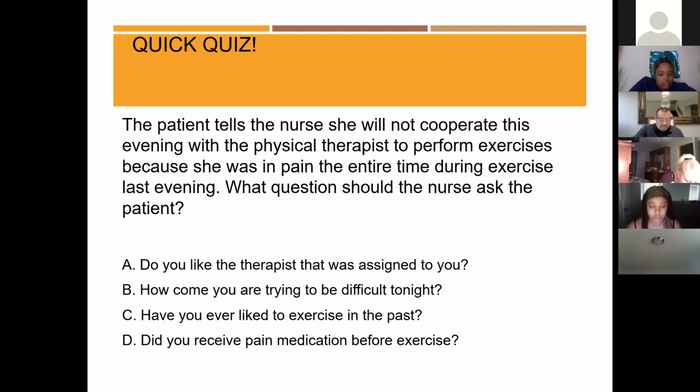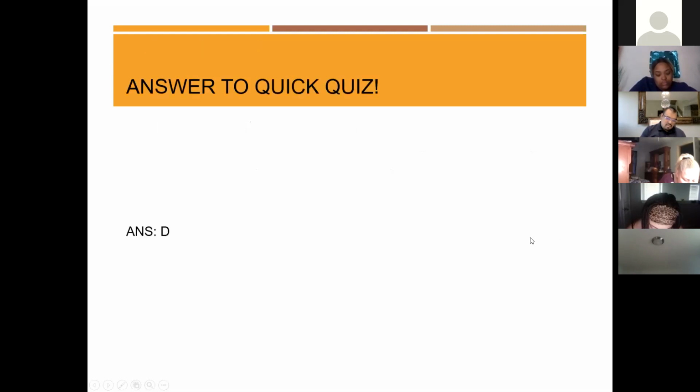So make sure that you have assessed your patient prior to any ambulation or exercise, and that they are free of pain, or their pain is at a tolerable level for them. Okay. Very good. Strong work.